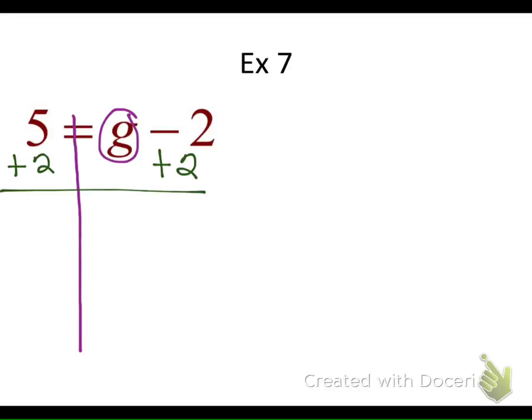So what's 5 plus 2? 7. Then on my line of equality, I put my equal sign. I cancel out my 2's on my right side, and I bring down my g. And that's my final answer. So you don't flip your variable over to the left. Leave it on the right. So whatever side that variable starts on, leave it.